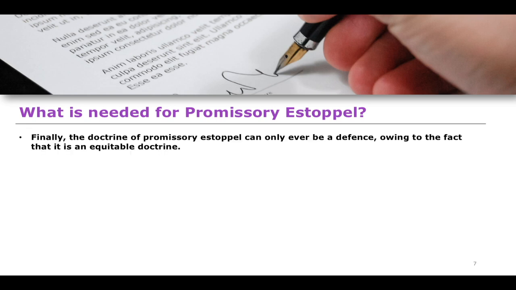And then this is the final point. It can only ever be a defence. And so it is only in circumstances where the promise is then reneged upon and the party then tries to claim the full rights which they had originally waived, that the equitable doctrine of estoppel comes in, where they can be stopped from doing so.